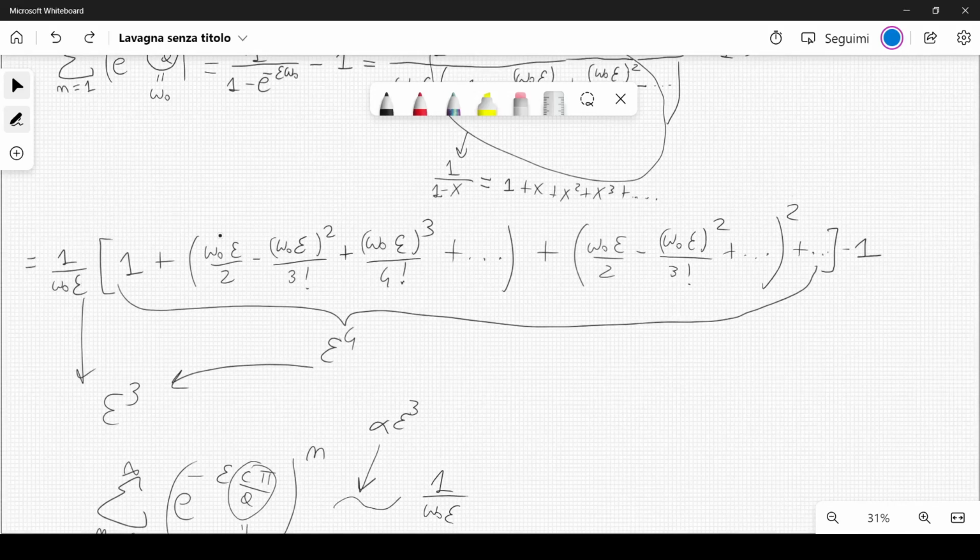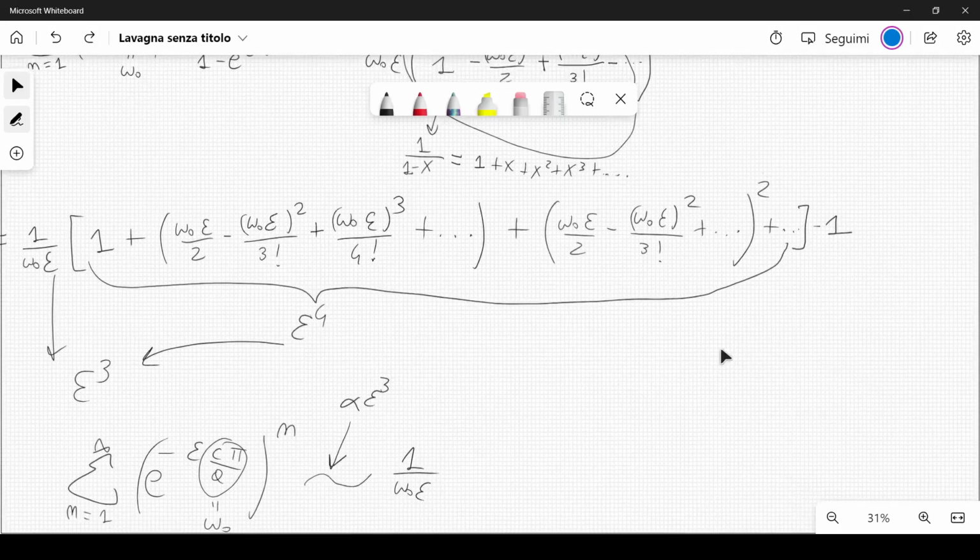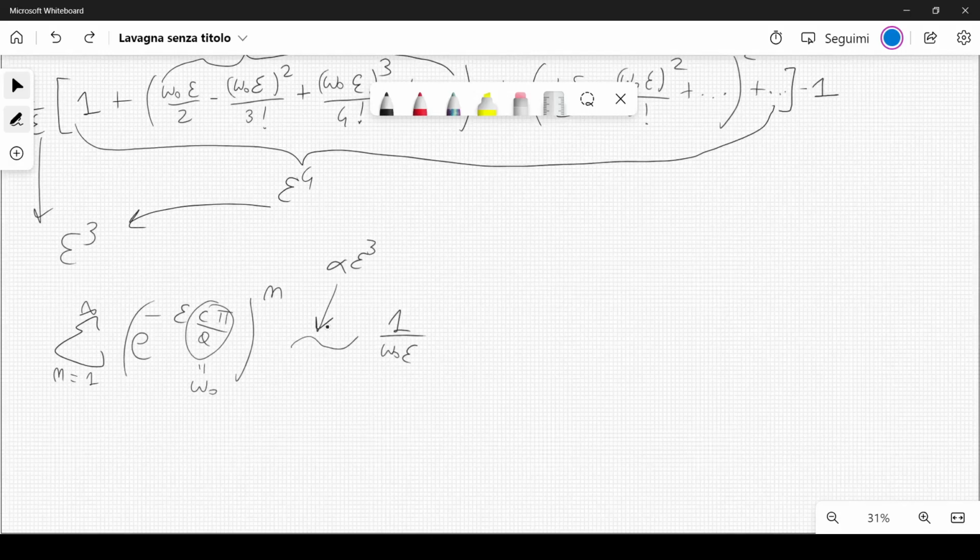And then, if you allow me to define all these summations inside these parentheses as x, so this is x, this will be x squared, then x cubed, x to the fourth, and so on. You have some contributions here which are proportional to epsilon to the fourth. That's what we want. And the contributions are the following.